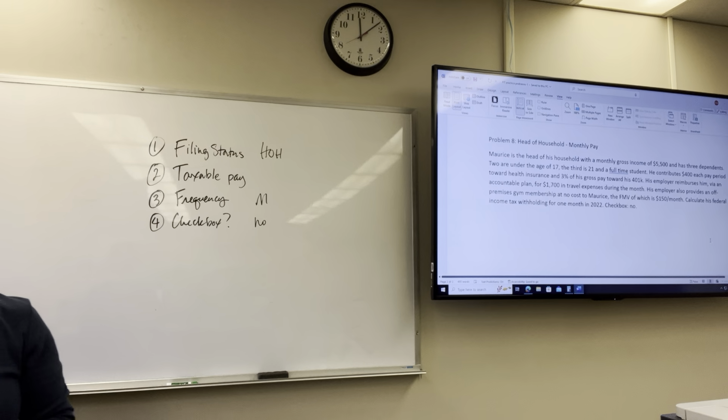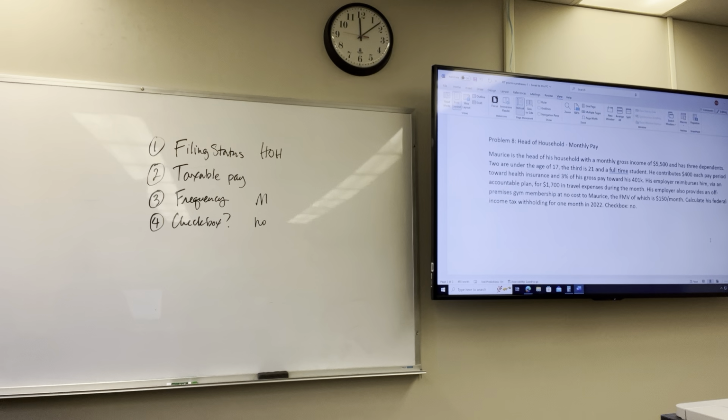He contributes $400 each pay period toward health insurance, 3% of his gross pay toward his 401k. His employer reimburses him via an accountable plan for $1,700 in travel expenses during the month. That's not taxable. It's an accountable plan. It's probably even going to come on a separate check, and it's not a paycheck. It's just a reimbursement to him because it's an accountable plan. His employer also provides an off-premises gym membership at no cost to Maurice, the fair market value of which is $150 a month. Calculate his federal income tax withholding for 1 month in 2023.